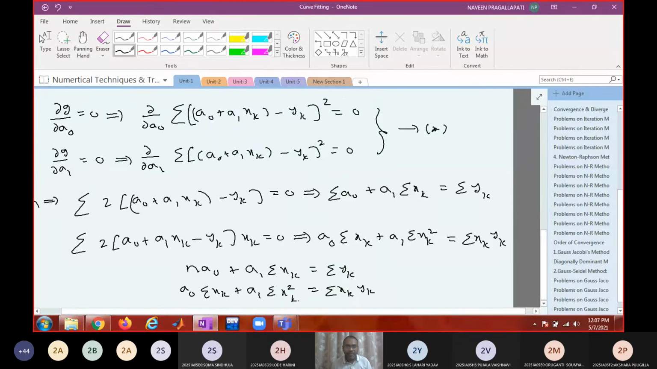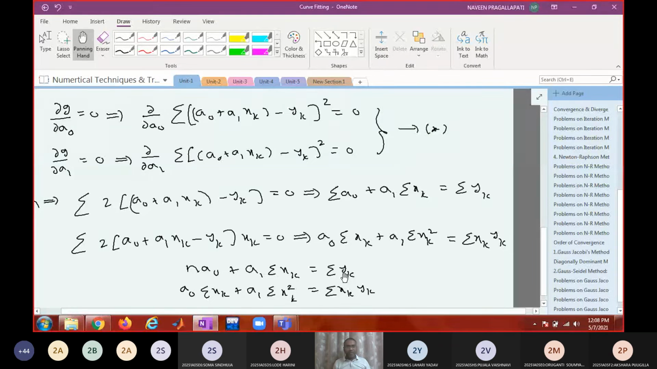Sigma xk yk. Okay, so in this what is unknown is a naught and a1. You can find out sigma xk, you can find out sigma yk, you can find out sigma xk square, you can find out sigma xk yk. What you have to do is prepare a table. xk is there, yk is there. Take the square of xk, you will get xk square. Take xk into yk, you prepare one more column, you take the sum of each column, then you will get sigma xk, sigma yk, sigma xk square, sigma xk yk. So all are known except a0 and a1.